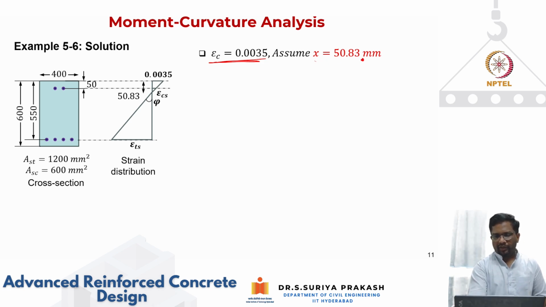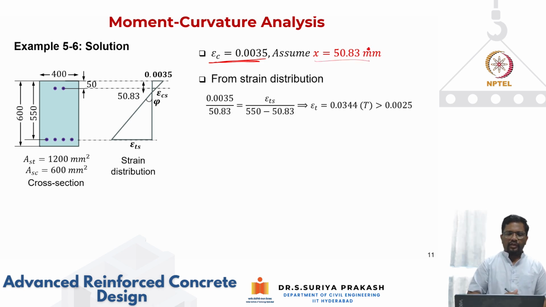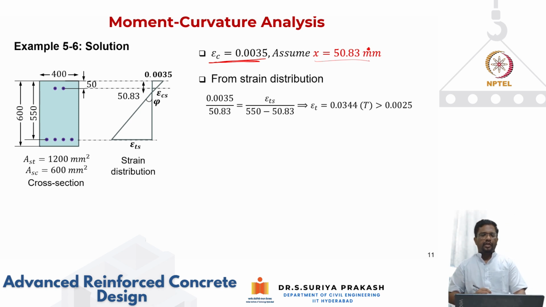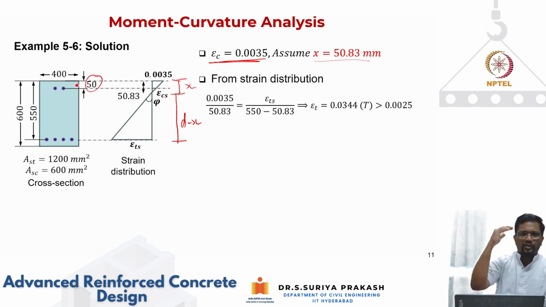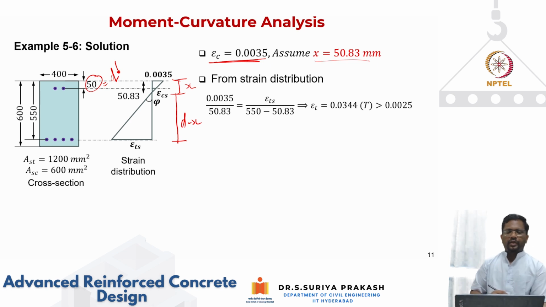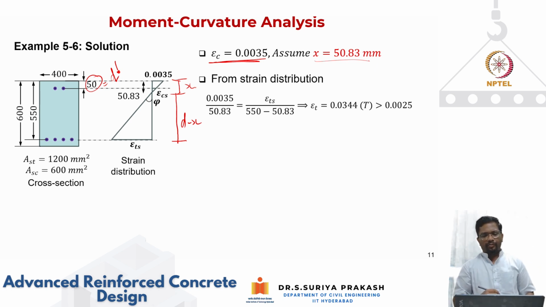For this, I'm taking x equal to 50.83. Let's see from strain distributions again, we can get this. Now, what is this distance? Again, we know that. What is this distance? It's going to be d minus x, and this is your x. Again, this cover also we'll know, what is the level at which we are putting compression steel. Generally we call that small d prime, which is an effective cover for your compression steel.